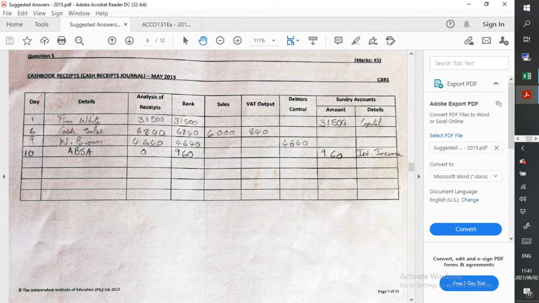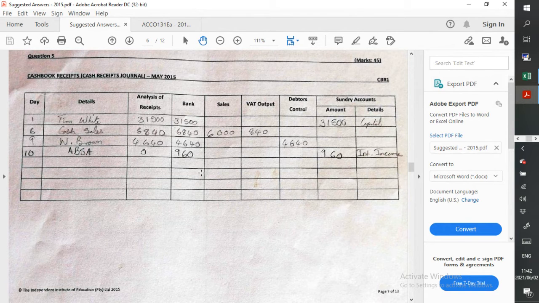All right, we received a check, so that's why we put it in analysis of receipts. And that's why we put it also in bank. We didn't calculate sales or output VAT, because we know we did this in the debtors journal when this person initially bought goods from us on credit. Here we're recording the actual receiving of the cash or the check. And here we then put the 4,640 under your debtors control.